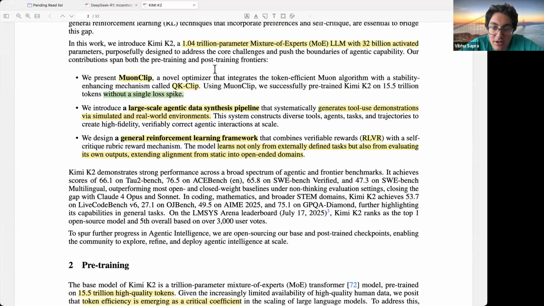Okay, they also talk about their RL framework. It's RL with verifiable rewards. This is what Eugene was talking about. It's not just code and math. They have it on general domains, like creative writing and stuff. Okay, so kind of interesting.